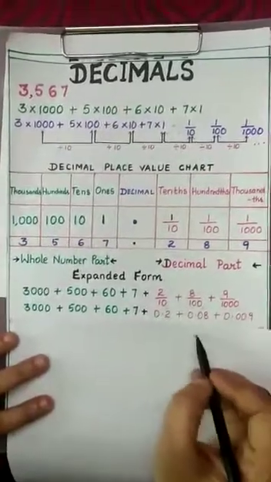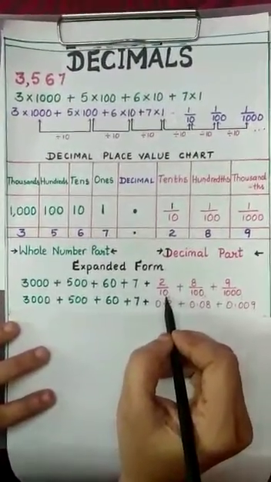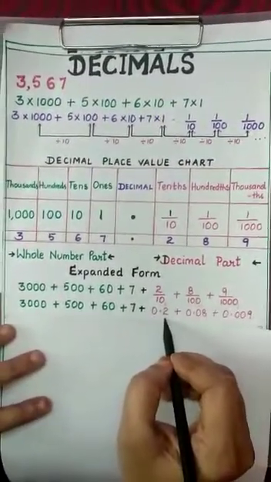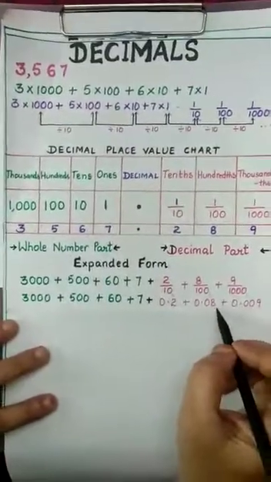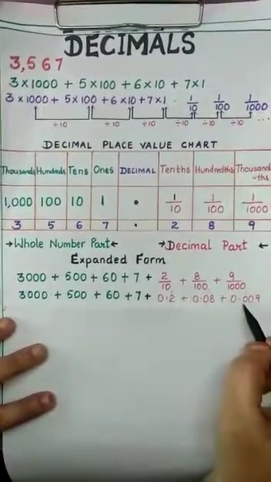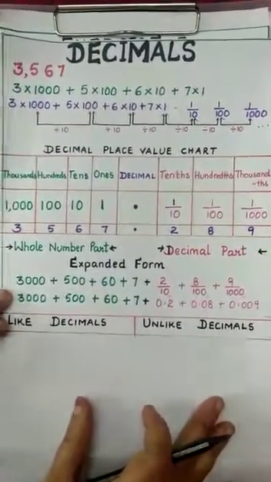The easy way to remember is, if you have 1 zero in the denominator, write one place after the decimal. If you have 2 zeros, write 2 places after the decimal. If you have 3 zeros, write 3 places after the decimal. This is the way you remember.